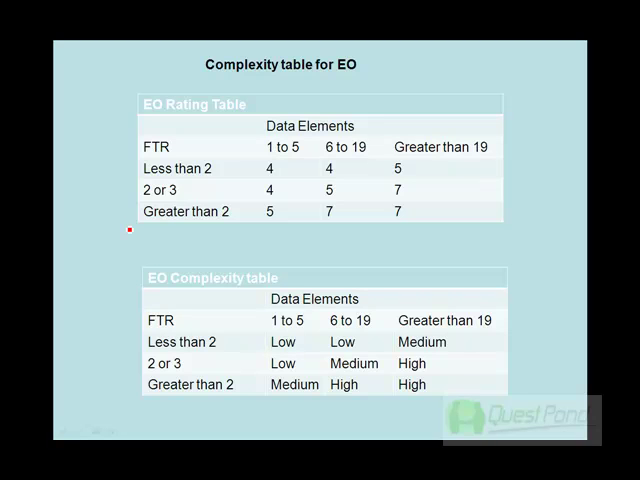So the complexity table of EO is as follows, again the same as the EI. It depends again on FTR and DETs. What I've done is that for the same report, I have again made it simple and complex in the below table, so that it becomes easy to understand.